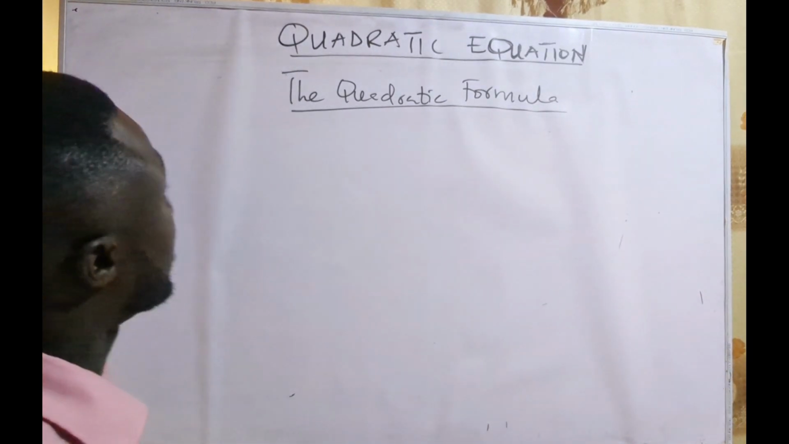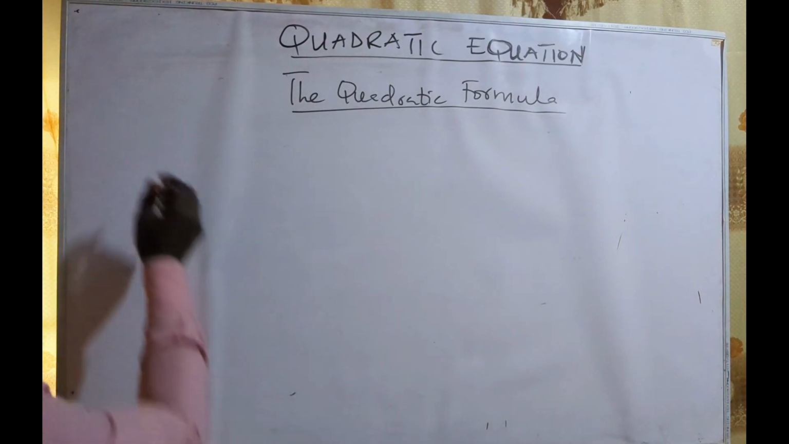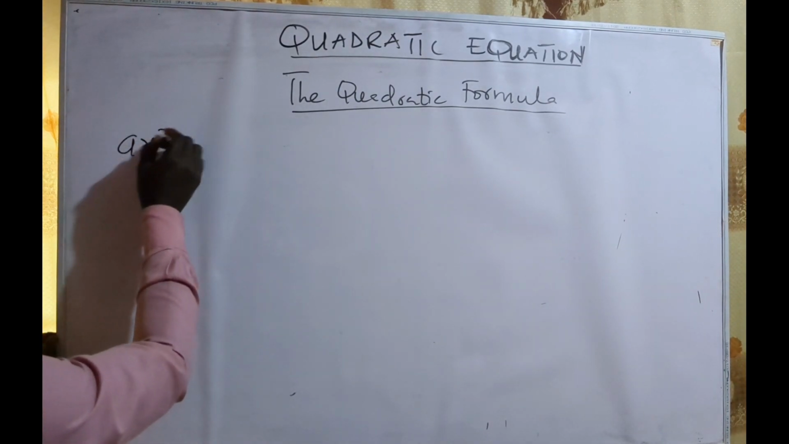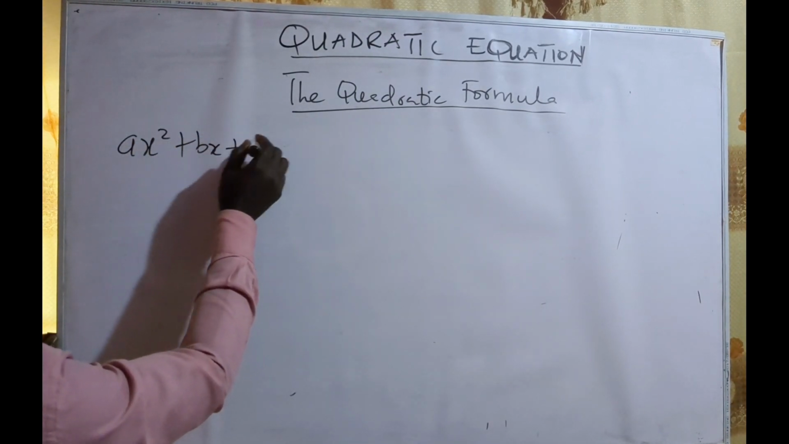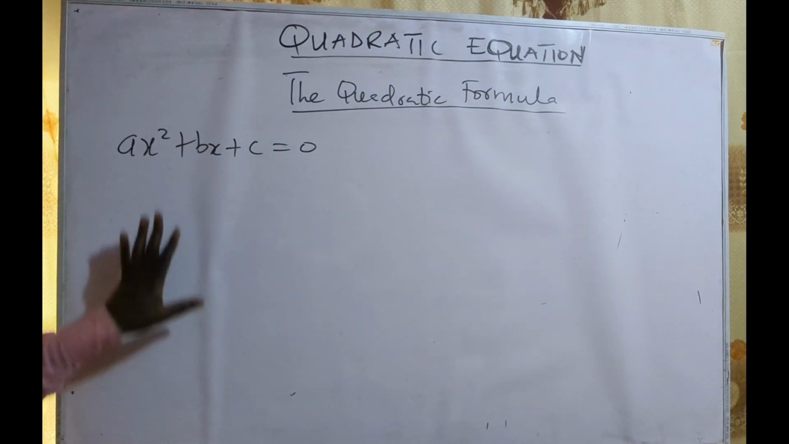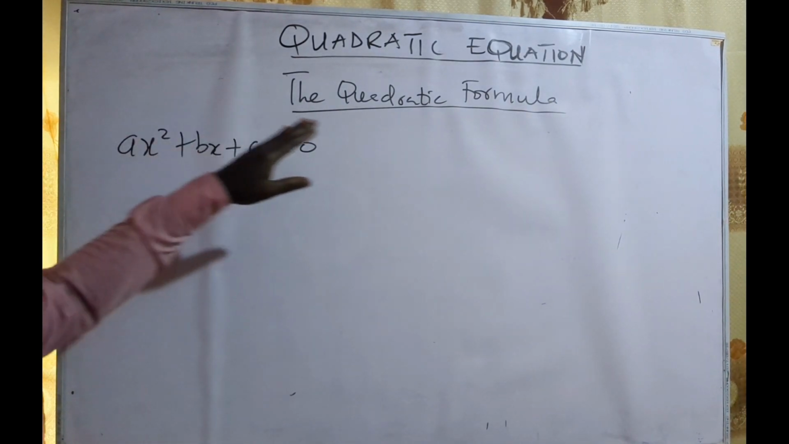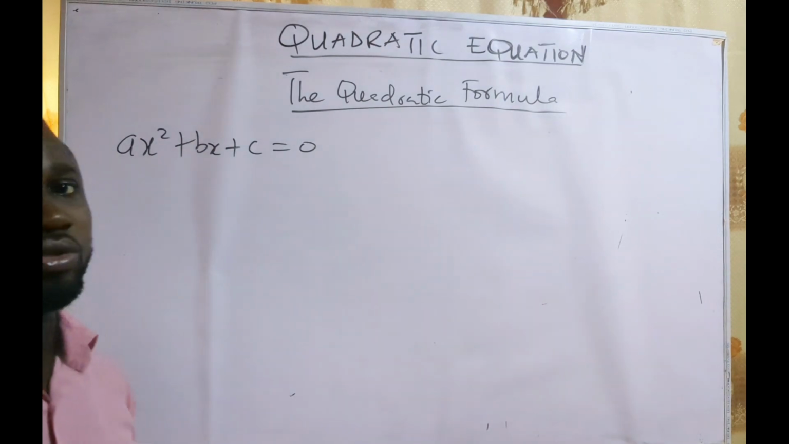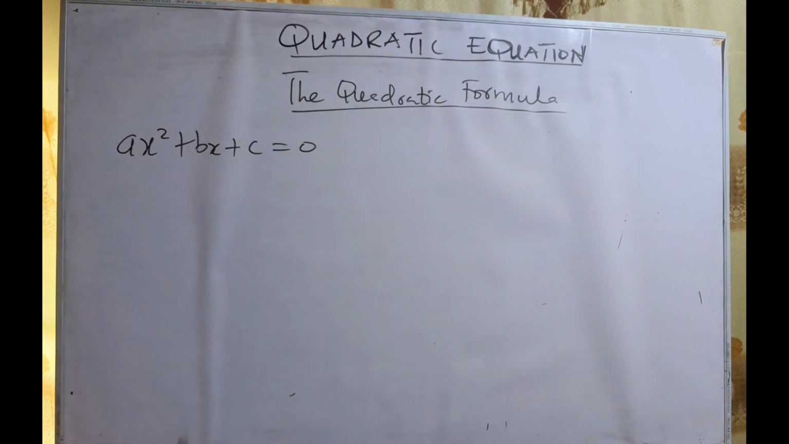So the standard form of a quadratic equation is ax squared plus bx plus c equal to 0. So we are going to derive this formula. After using the completing the square on this, we are going to get the formula, and then we use the formula to solve the question. So let's follow carefully how we use the completing the square for the formula.